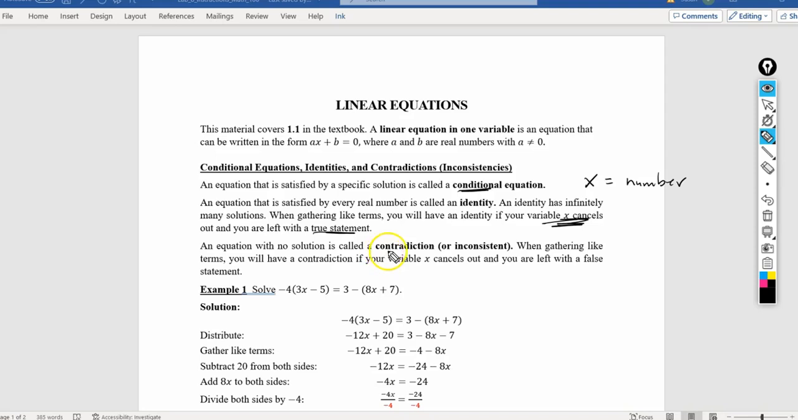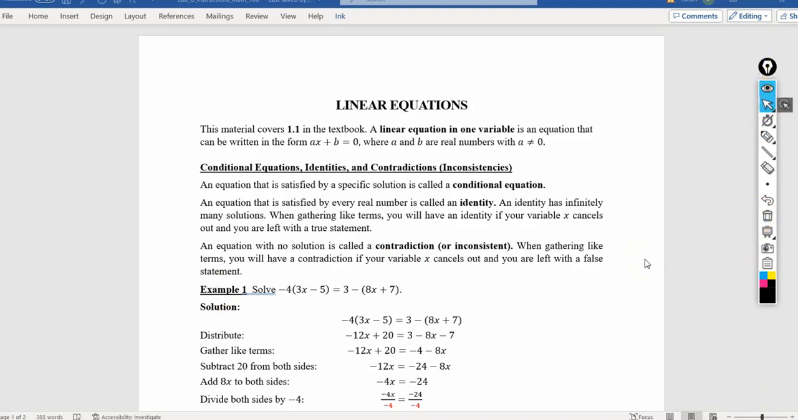And then an equation that doesn't have any solution is called a contradiction, or it's called inconsistent. And how do you know you have a contradiction? Well, when you're gathering like terms, when you're simplifying, your x variable will cancel out, and what you'll be left with is a false statement. So if you have a false statement, you'll have a contradiction. So I've got examples here of each type.